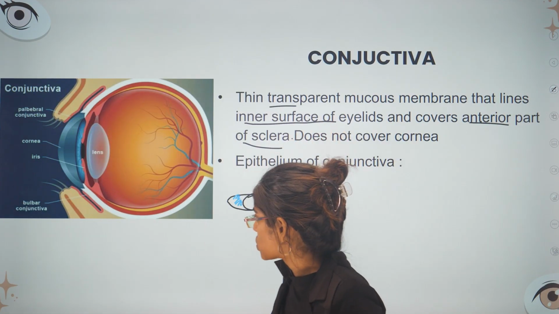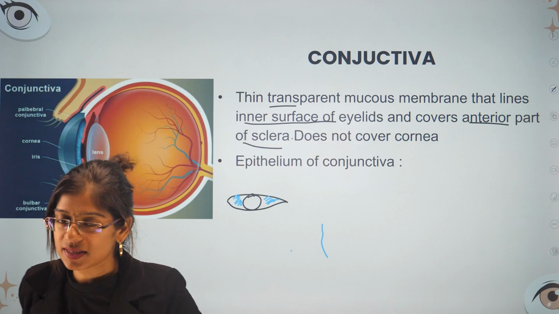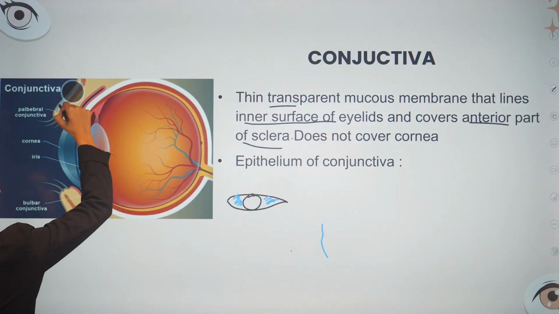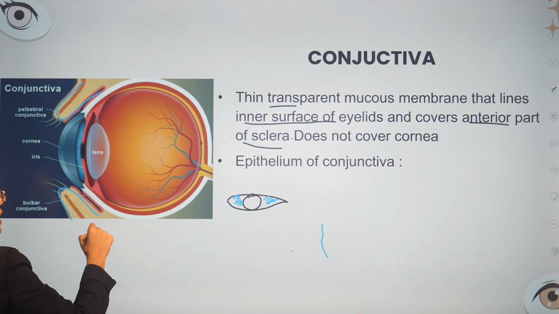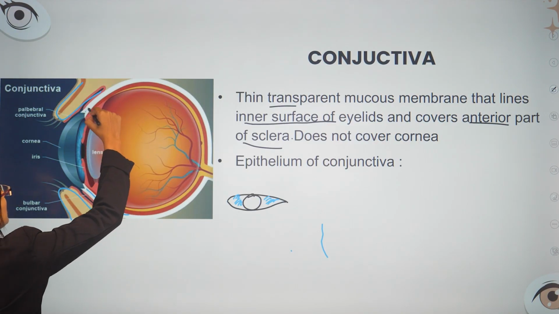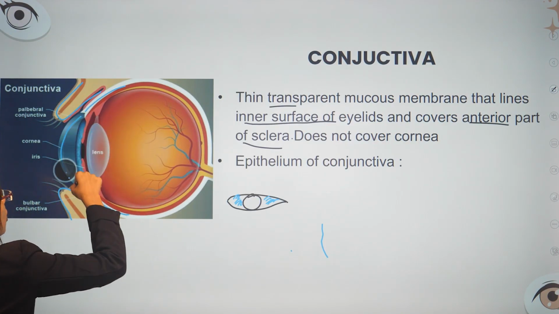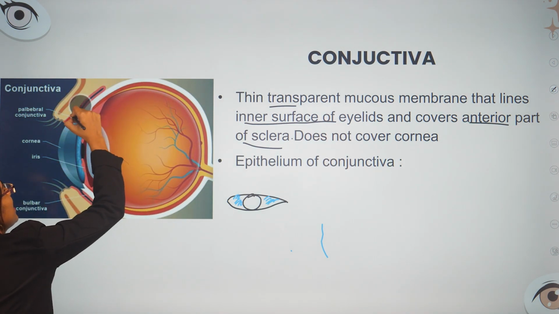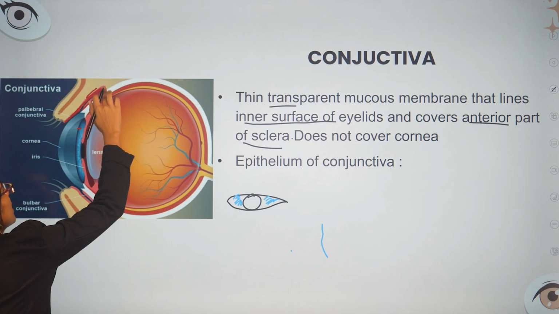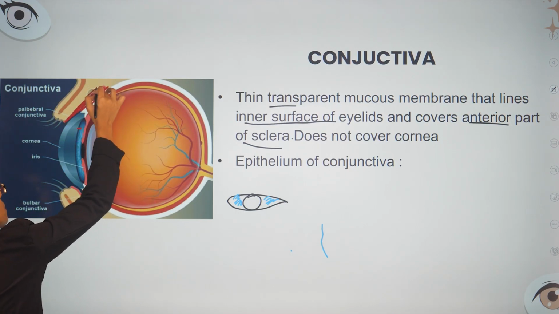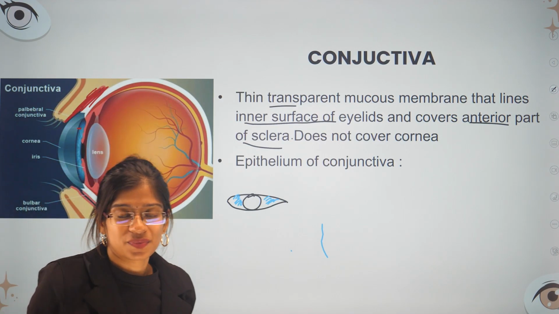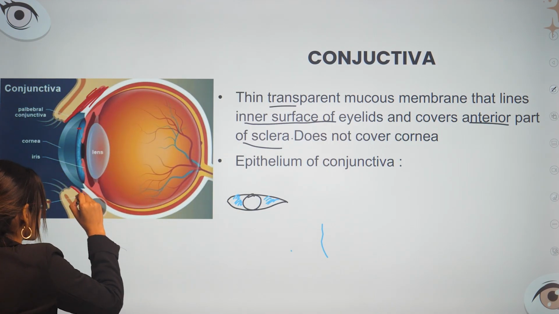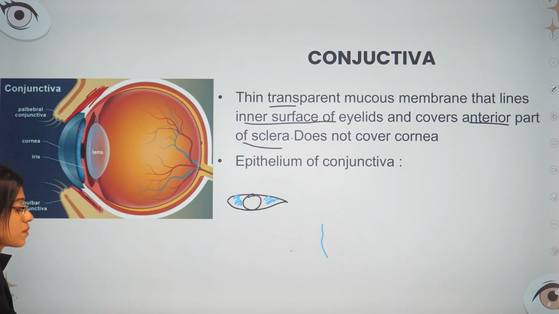So what are the parts of conjunctiva? Look here guys. Look at this picture. These are the eyelids. This white area is sclera. This is the cornea. Everybody knows that. So the conjunctiva lining the eyelids, this part, that is called as palpebral conjunctiva. Palpebral conjunctiva. Look here also. So this part is called as the palpebral conjunctiva.